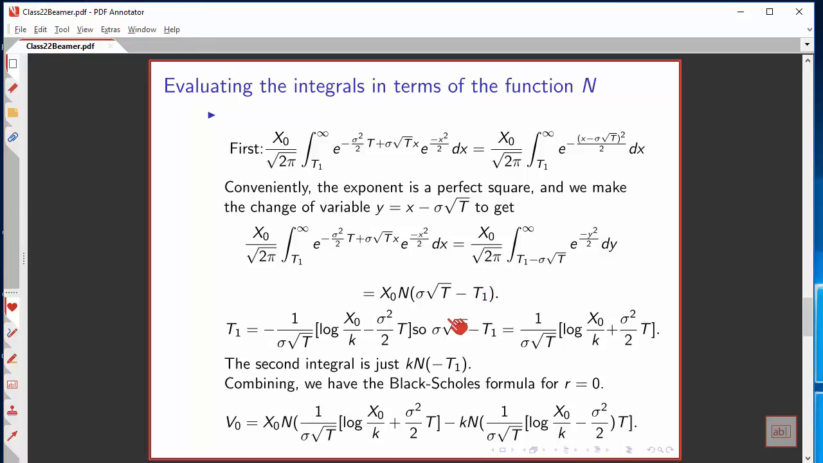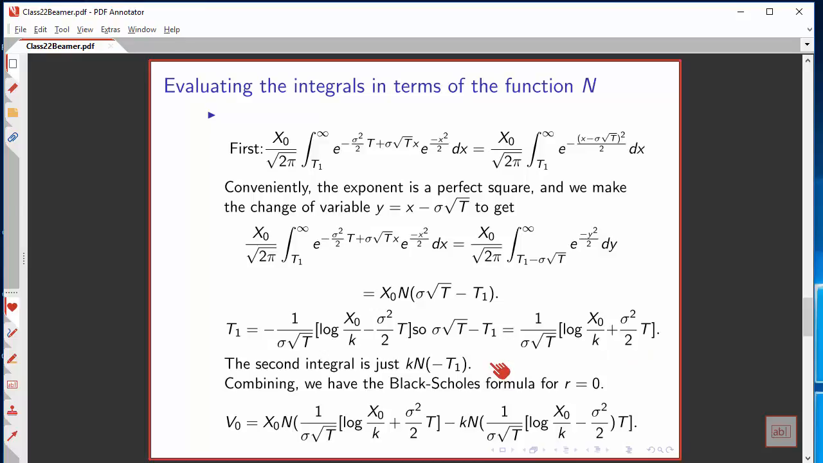Hey, did I change the sign there? Yes, I changed the sign. I exploited the fact that, as I just proved, 1 minus N of t is equal to N of minus t. Here's what t1 is equal to. When I subtract it from sigma root t, something very nice happens. The sigma root t is, of course, sigma squared times t over sigma root t. So the effect of this subtraction is simply to change the sign on this term.